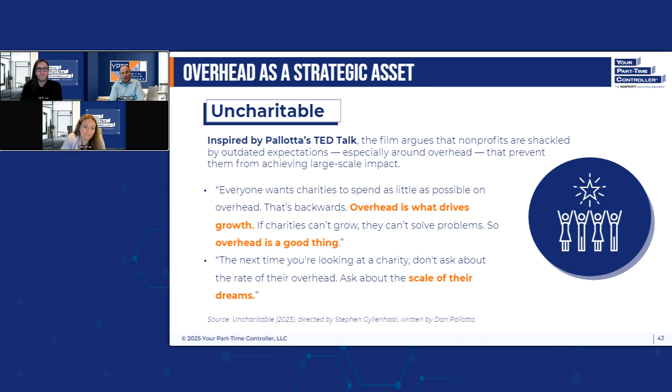And the issue is that, quoting Dan again, everybody wants charities to spend as little as possible on overhead. And that's backwards. Overhead is what drives growth. If charities can't grow, then they can't solve the problems. So overhead is a good thing. And the call to action that we really want to happen is, again, a quote from his book: the next time you are looking at a charity, don't ask about the rate of their overhead. Ask about the scale of their dreams.